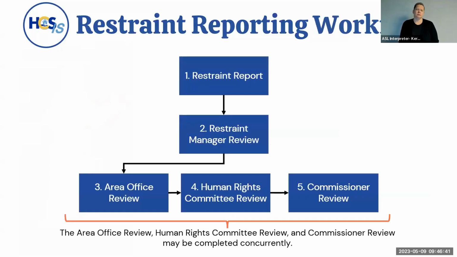This is the restraint reporting workflow. The process will begin with the restraint report, followed by the restraint manager review, both of which are typically entered by the provider. After the restraint manager review is completed, the area office review, human rights committee review, and commissioner review are available to be completed by their respective staff. The last three reviews may be completed in tandem in order to expedite the restraint process.